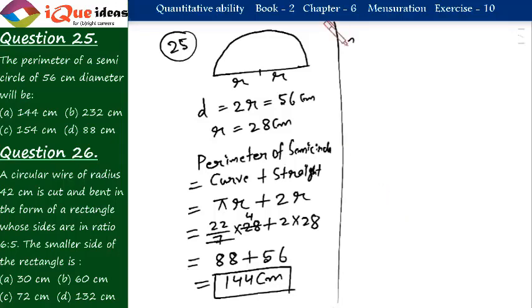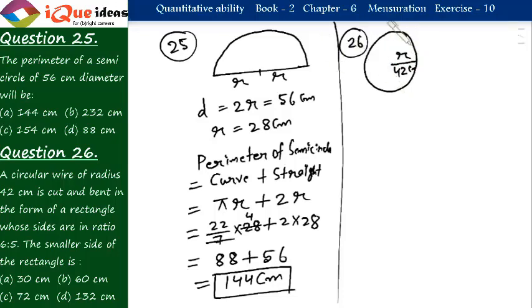Now let's take question number 26. A circular wire of radius 42 centimeter is cut and bent in the form of a rectangle whose sides are in the ratio of 6:5. First let's talk about circle. This is a circular wire and the radius is given as 42 centimeter. So first find the total length of this wire.